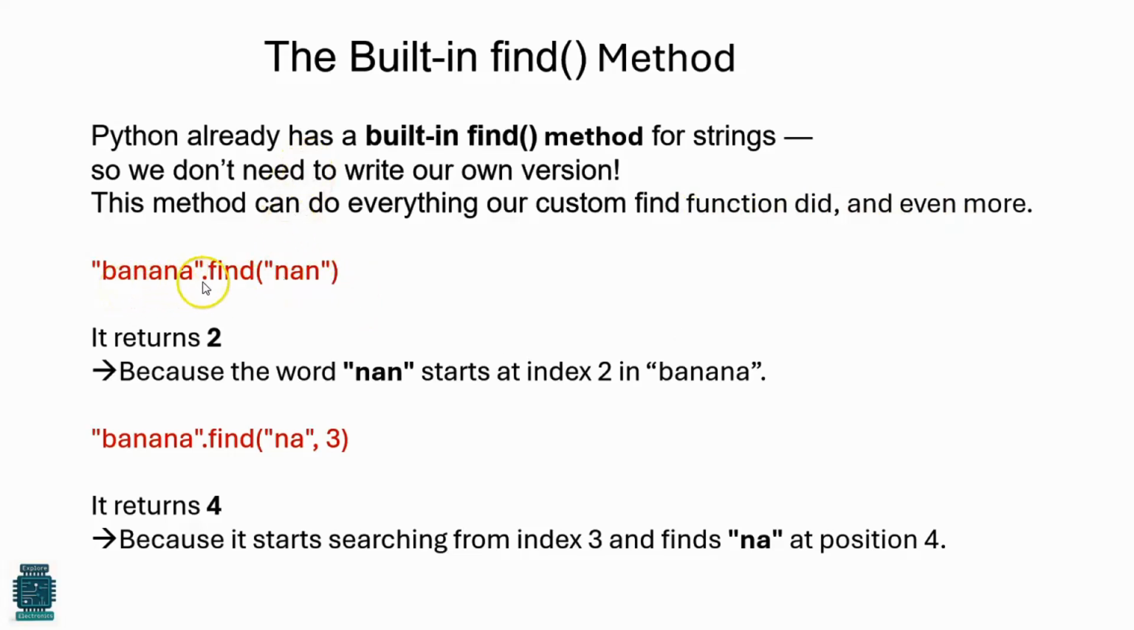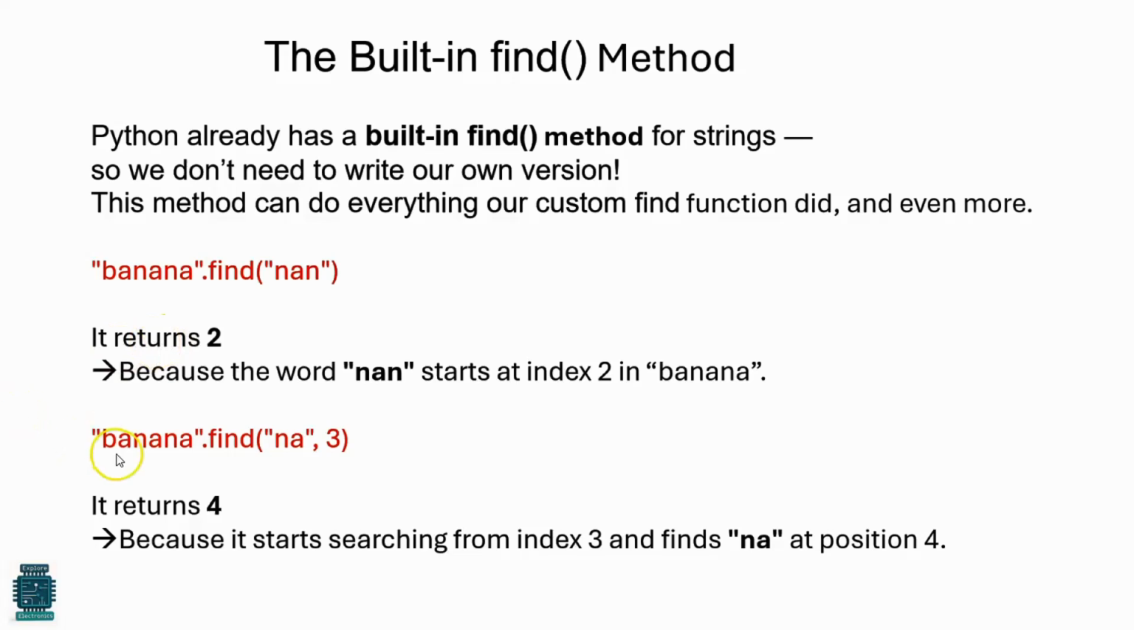Let us take banana.find('nan'). We have to find 'nan' in this banana. Let us see. It will return 2 because the word 'nan' is there in the banana and it starts at index 2. If you see banana, 0, 1 and 2. 'nan' starts from index 2. That's why it returns 2. Very clear?